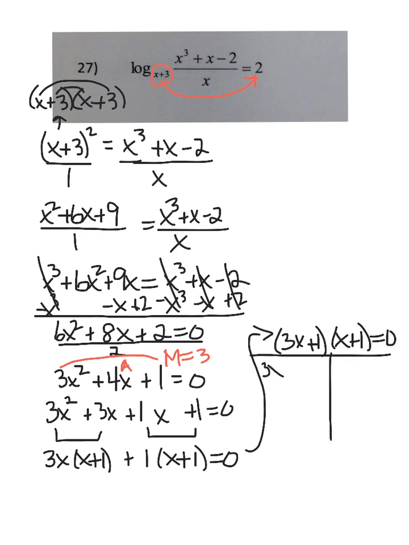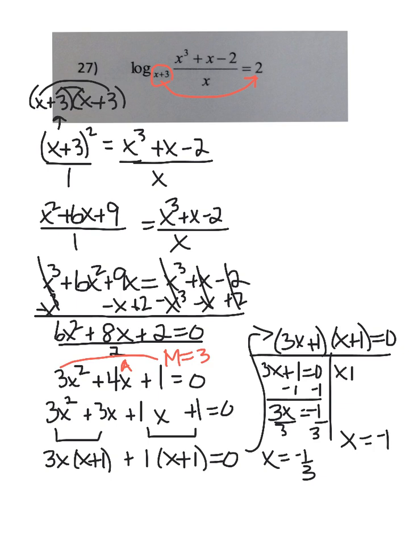I've got 3x plus 1 equals 0. So I'm going to subtract the 1. That will give me 3x equals negative 1. Divide by 3. And I have x equals negative 1/3. And then over here, we can just take that little handy-dandy shortcut, and x will equal negative 1. But technically, what I'm really doing is setting that equal to 0 and subtracting over.